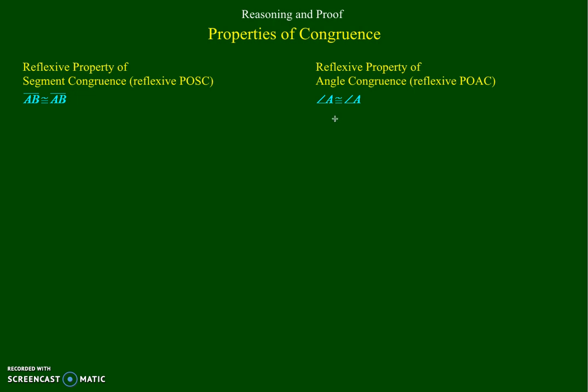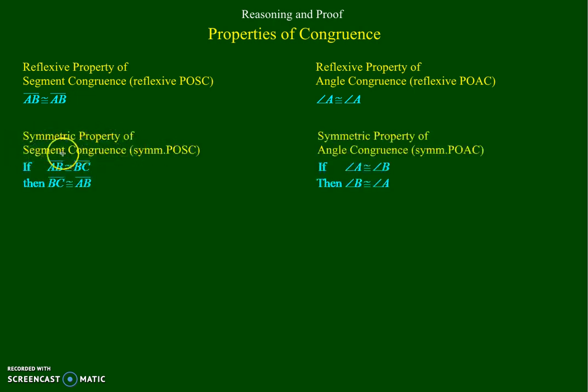So let's look at the next property. This is the symmetric property of segment congruence. And here, symmetric property of segment congruence and the symmetric property of angle congruence. So here we say, if segment AB is congruent to segment BC, then segment BC is congruent to AB. This is what we talked about before, swapping sides. You have the ability to do this with segment congruence and angle congruence as well as with equality. So these things can be swapped from side to side.